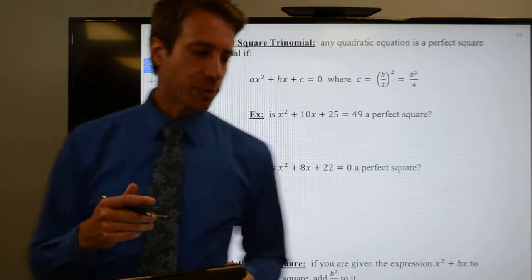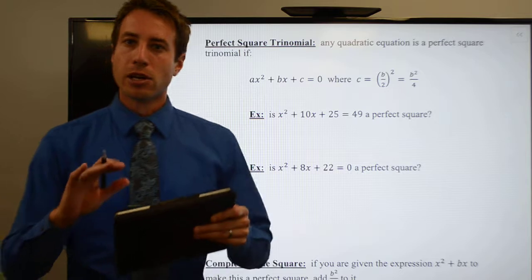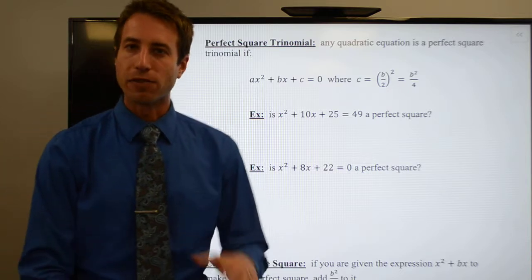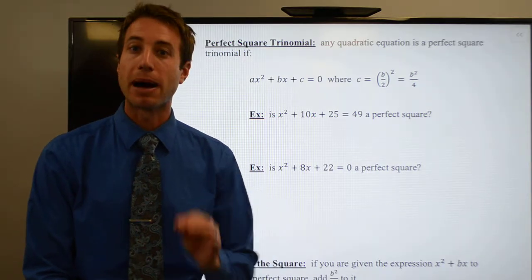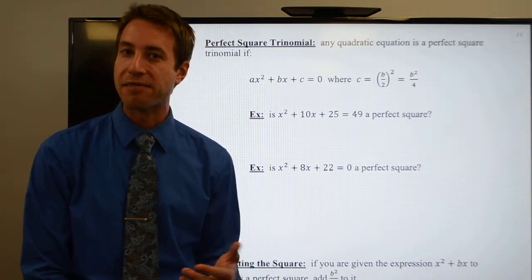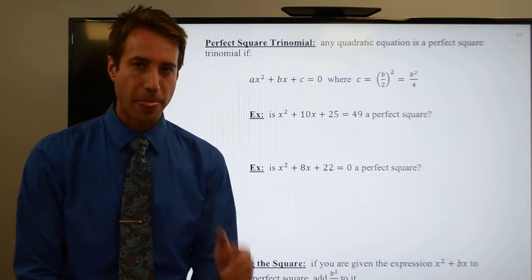Alright guys, welcome to this page of the notes, and let's go ahead and dive into this idea of completing the square. Now, before I show you how to complete the square, let's talk about why we have this as one of our methods for factoring.